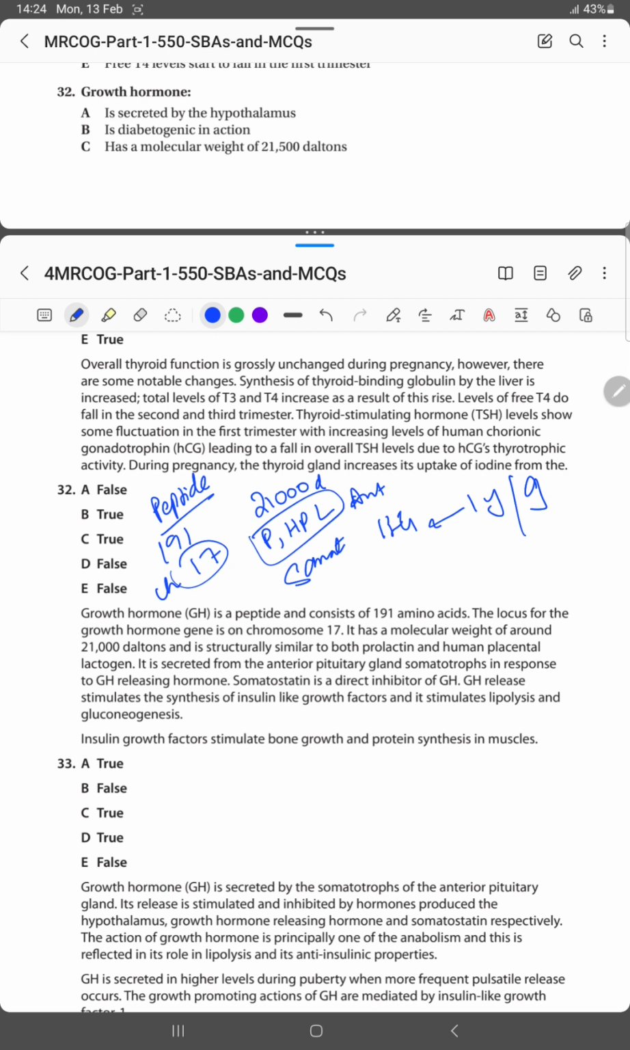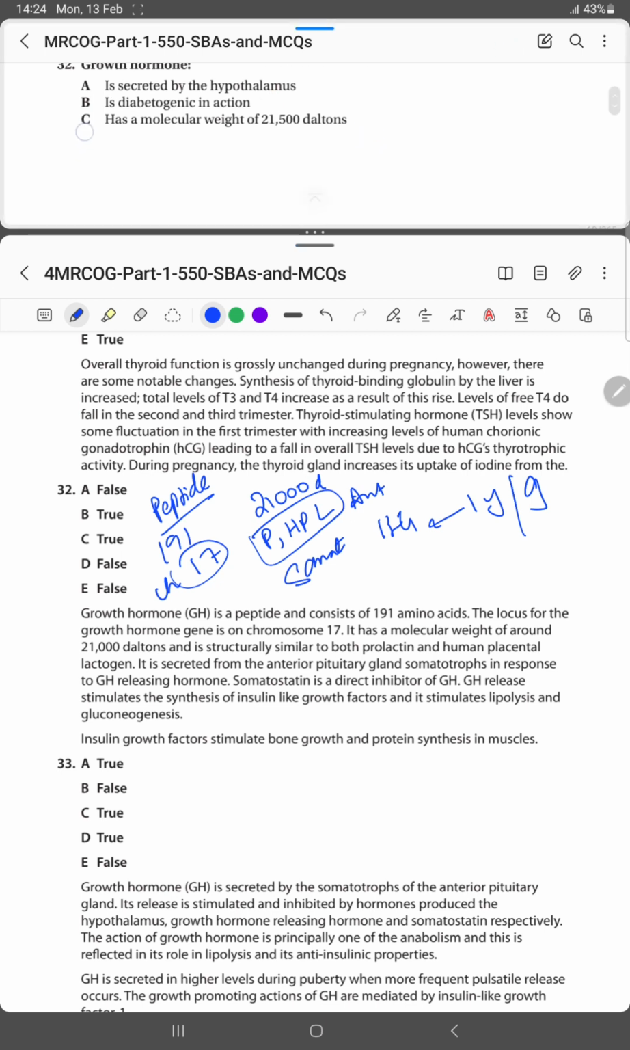Let's move to our options. Option number 1 is it is secreted by the hypothalamus. That is false, because it is secreted by the anterior pituitary gland. And it is diabetogenic in action. Yes, that is true, because it acts through the insulin like growth factors. It has a molecular weight of 21,500. Yes, that is true, because it has a molecular weight of around 21,000 daltons.